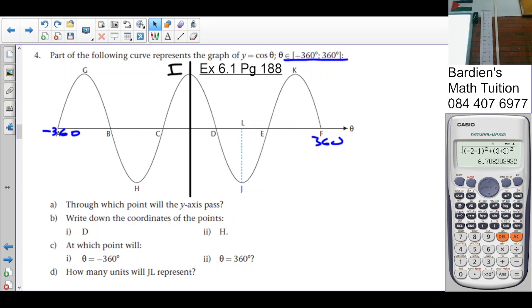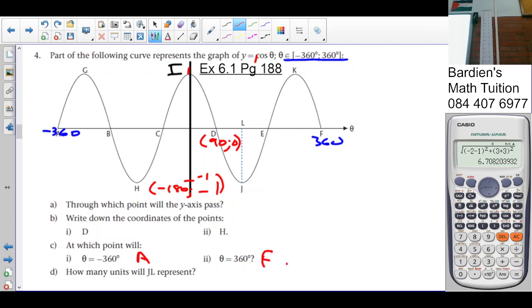Right, so you say it must go through I. That is correct. Next question. Write down the coordinates of the point D. So where's D? Yes, that is going to be 90 and 0. H is going to be negative 180 and negative 1. How do I know that? Because the amplitude is 1 there. It's 1 and minus 1. At which point will theta be negative 360? That is point A. And 360 is point F.